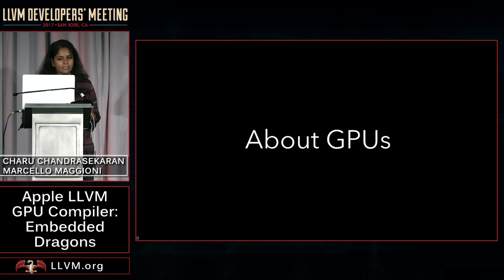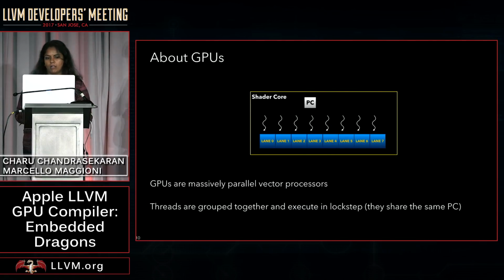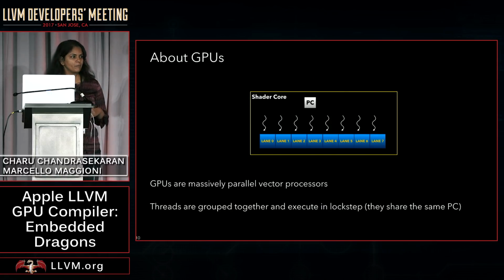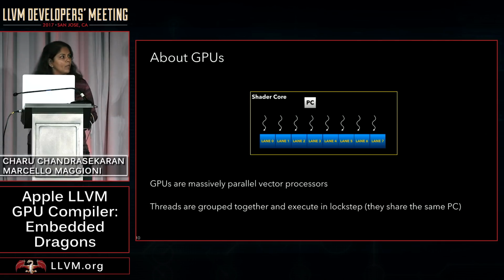Now let's look at some basics about the GPU. GPUs are massively parallel vector processors. Threads are grouped together and executed on SIMD lanes in lockstep. The threads that are in lockstep share a program counter. So here in our example, we have an 8-wide SIMD GPU shader core. We have one thread running on each SIMD lane, and they share the program counter that's shown.